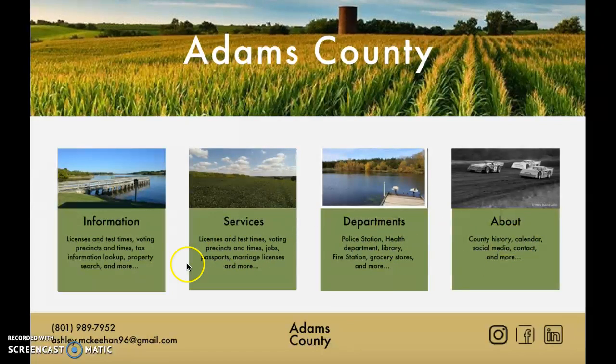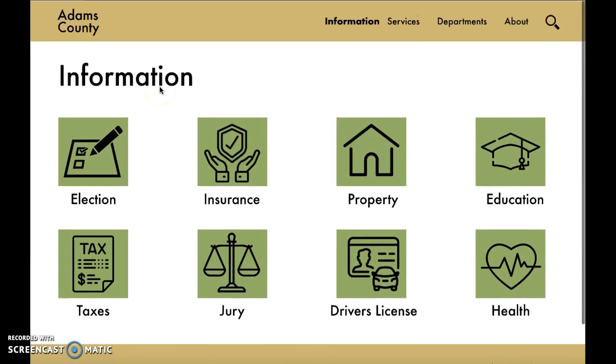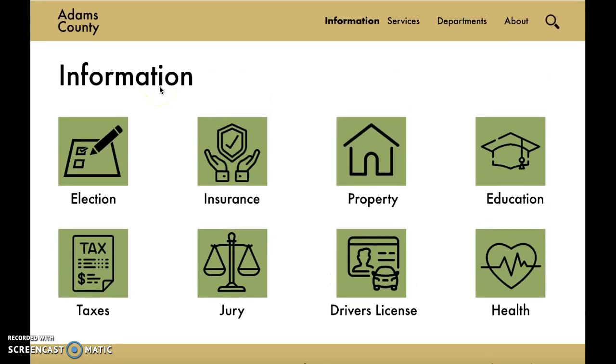When you scroll down, you see that they also have these main ones down here that you can click. So if we click on information, it'll bring you to this page. This is the information page, and here it shows all the main information.